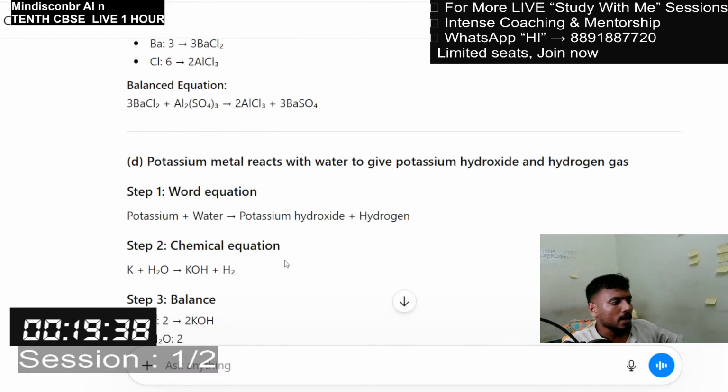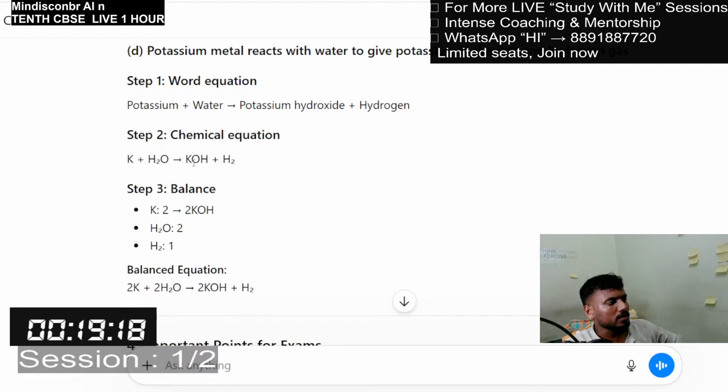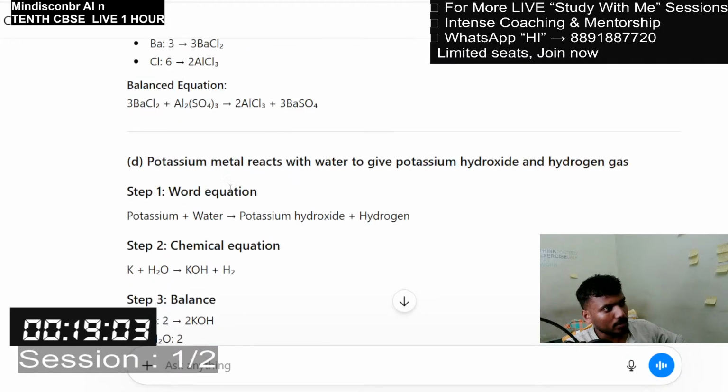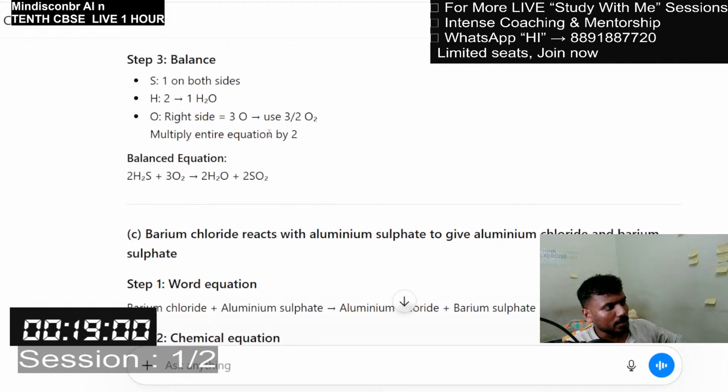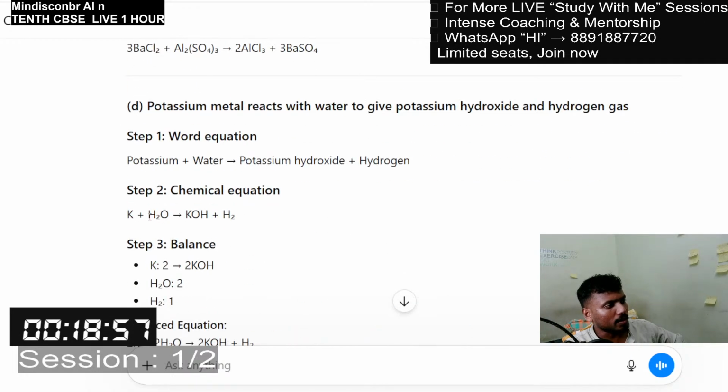And the last reaction is potassium metal reacts with water to give potassium hydroxide and hydrogen gas. Here potassium, what is the chemical symbol of potassium? K. K plus water, H2O gives KOH plus hydrogen. For balancing, there is 1 atom of potassium on each side, that is same. Oxygen atoms remain same, but here are 2 hydrogen atoms on the left and 3 on the right. So like we have done in the second, here also we require 1.5 H2O.